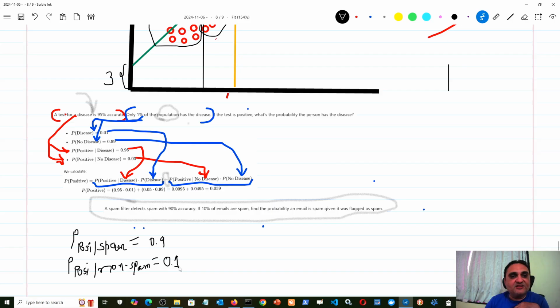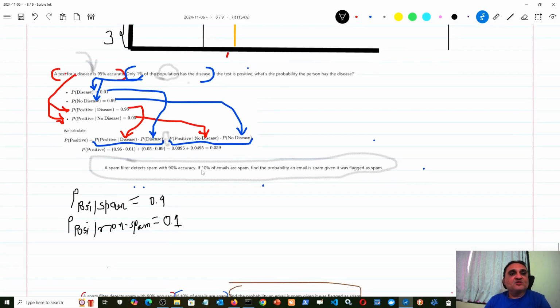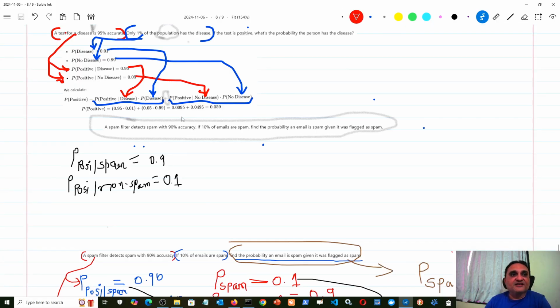My spam classifier has 90% accuracy, which means in 10% of the cases it will make an error. So even if you give a complete sample of 100 non-spam emails, it will still flag 10% as spam. Testing positive when the sample is entirely non-spam is 10%, and testing positive when the sample is entirely spam is 90%. That is the meaning of 90% accuracy. So I have exhausted this sentence, whatever information I could extract from it.